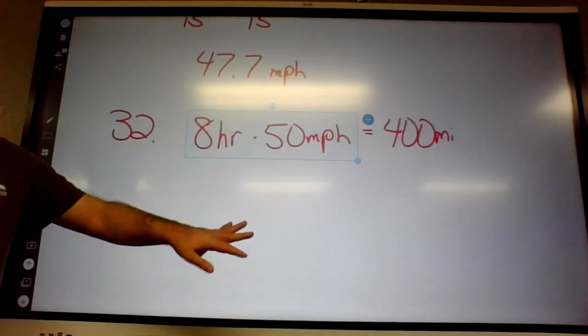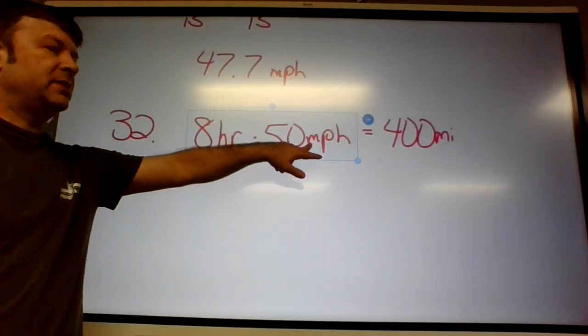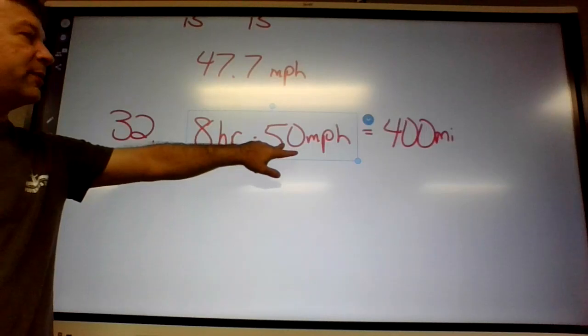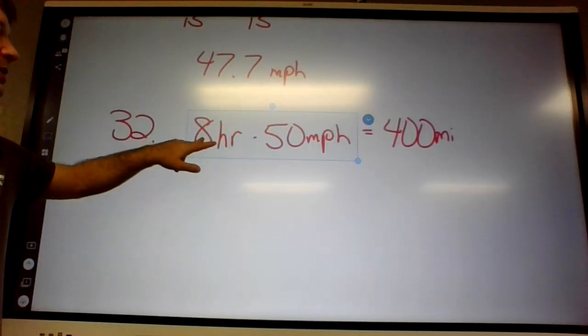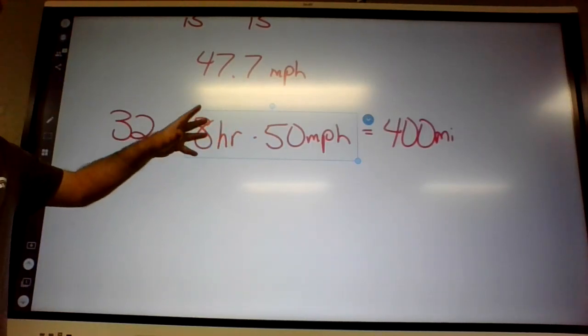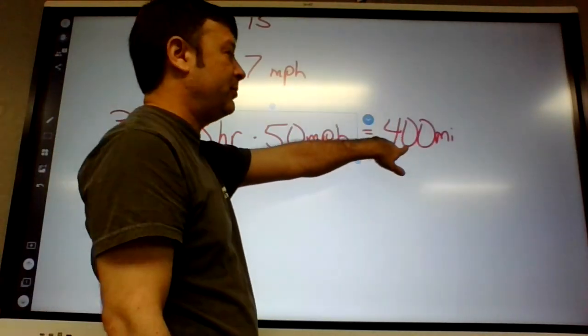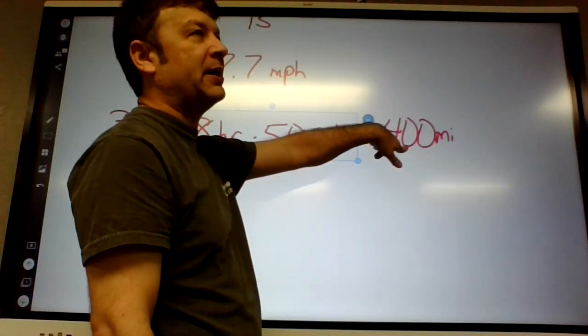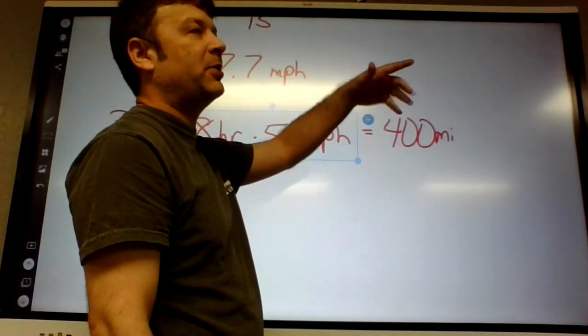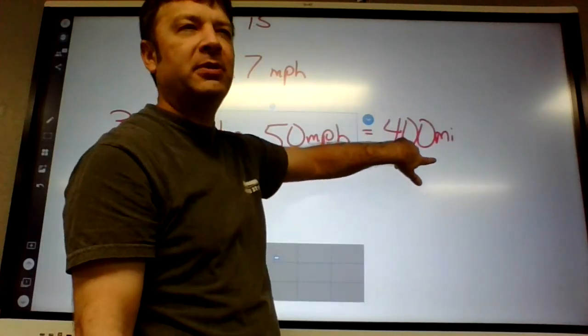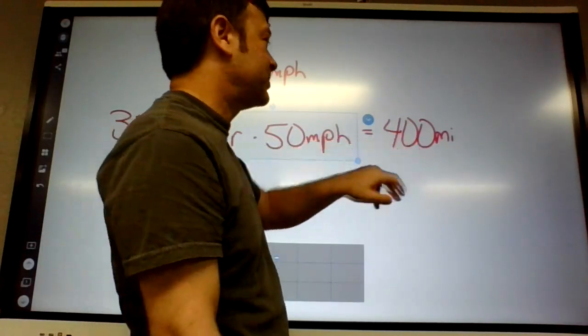You guys know what miles per hour means, right? That your speed is based on how far you can get in 1 hour. So if you're going 50 miles an hour for 8 hours, you've gone 8 50s, 8 times 50. So they've gone 400 miles. I haven't got to the question yet, but they're probably going to have to figure out how much distance is left. That's what I'm trying to say.